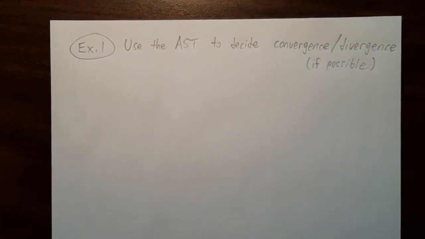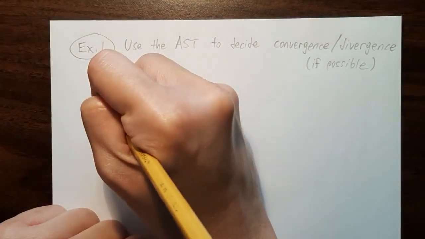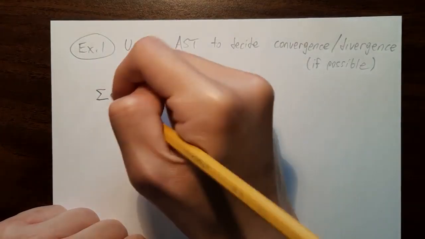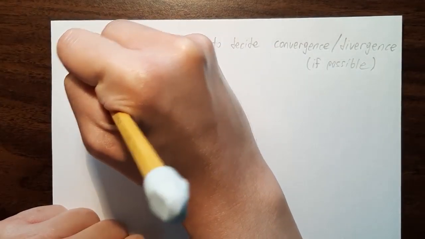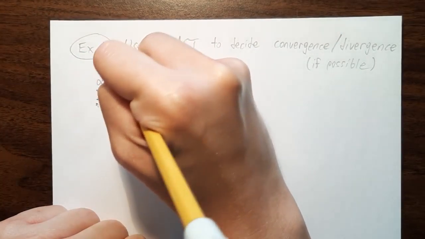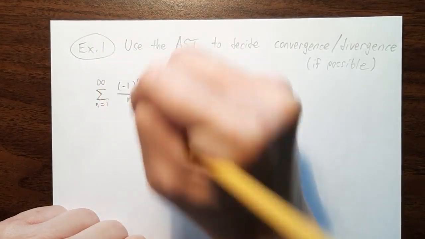Okay, time to try this out on some examples. All right, so what we're going to do is use the alternating series test to decide convergence or divergence, if possible, for the following series. So we'll start off with this one: the sum from n equals 1 to infinity of negative 1 to the power n divided by n.